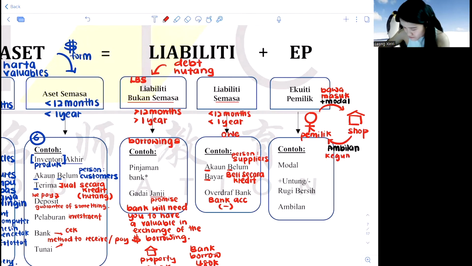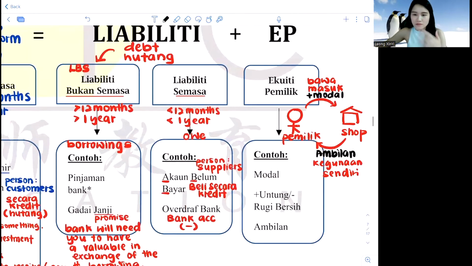Kegunaan sendiri means personal use. If the reason for your pemilik to take out the money or any items within the company is for his own use, this will be considered as kegunaan sendiri. And can you see that I'm putting a symbol by the side of the ambilan?